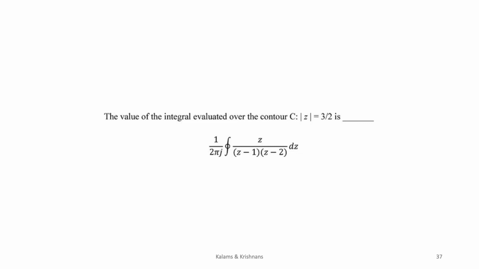How many of you can solve this question right now? Please raise your hand. Value of the integral evaluated over the contour mod z is 3 by 2 is dash. We have this very complex looking term. How many of you can answer this? Please raise your hands. Okay, we have some 4-5 students. Let me rephrase the question. How many of you cannot answer this question? Please raise your hands. Okay, there are no hands raised. So all of you can answer this question, right? Okay, thanks.